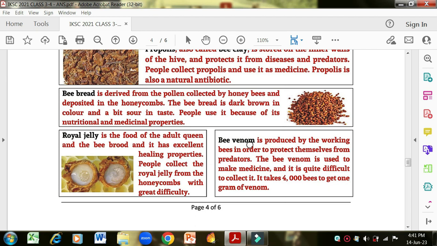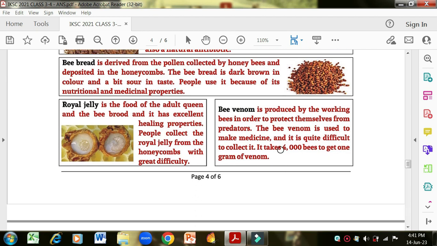Then bee venom. Bee venom is produced by the worker bees in order to protect themselves from predators. Venom, I told you, is called poison. So worker bees have the venom and they protect their hive from the predators so that nobody can attack them. The bee venom is used to make medicine and it is quite difficult to collect it. It takes 4,000 bees to get 1 gram of venom. Definitely it's also very difficult to collect the bee venom.